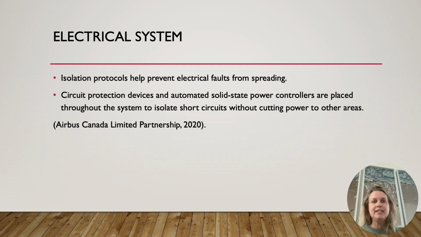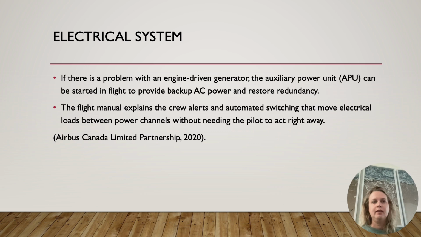Circuit protection devices and automatic solid-state power controllers are placed throughout the system to isolate short circuits without cutting power to other areas. If there is a problem with an engine-driven generator, the auxiliary power unit, the APU, can be started in flight to provide backup AC power and restore the redundancy.